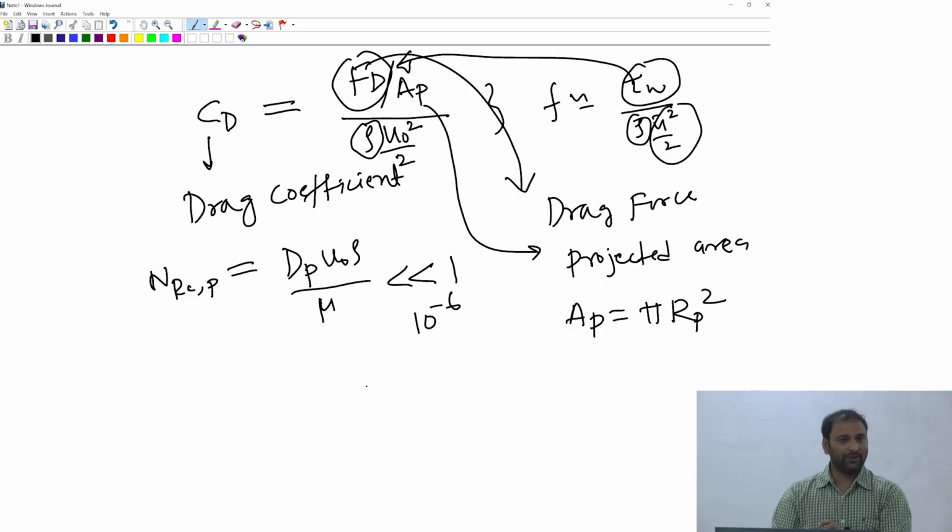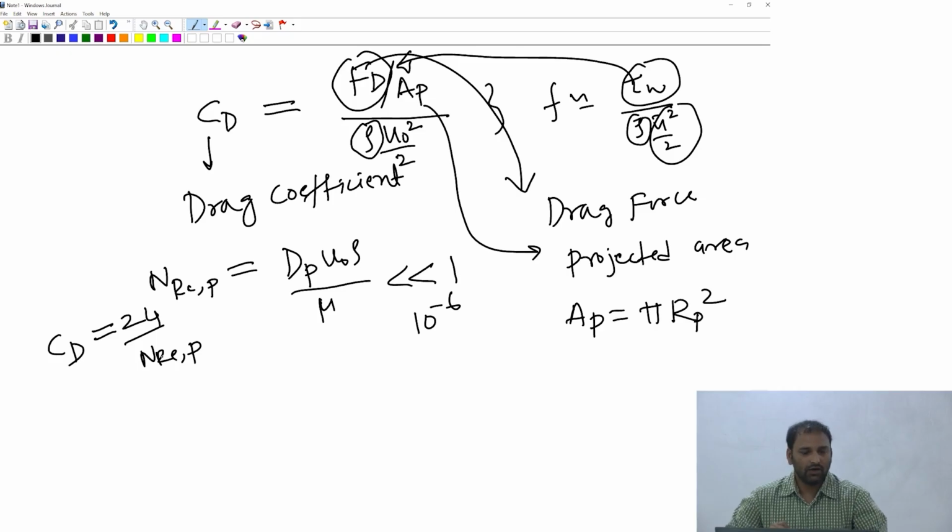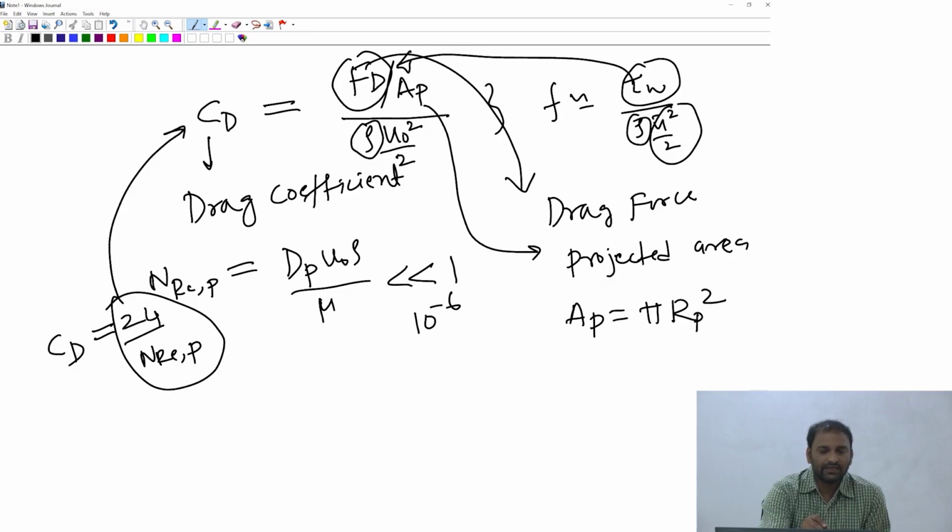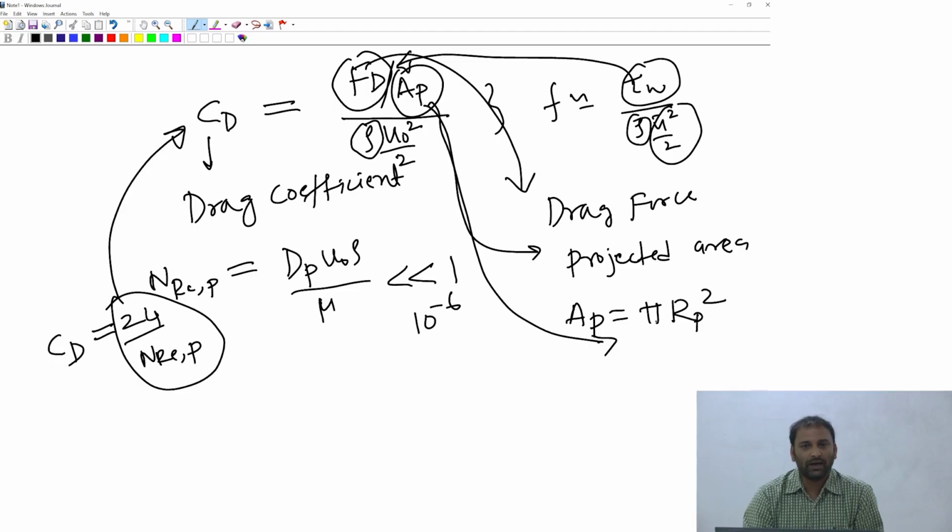And people have done a lot of experiments, and they have found that the CD for Reynolds number much less than 1 goes as 24 divided by Reynolds number. Now, what I can do is take this relationship and substitute for CD in this equation. I know what the average velocity is, I know what rho is, and as I said, your AP is the projected area, which is pi rp square.